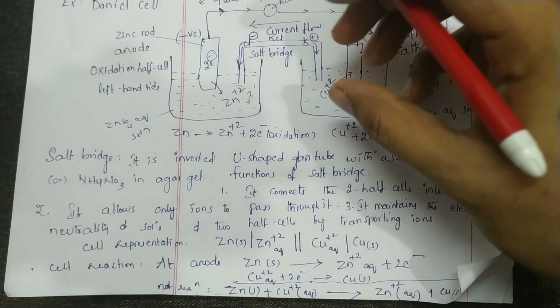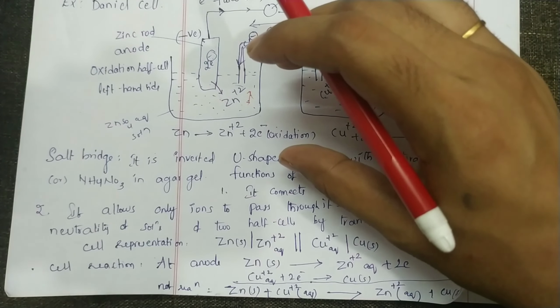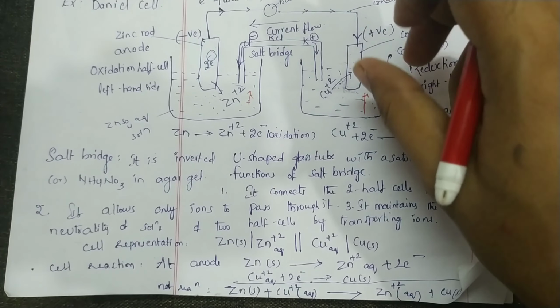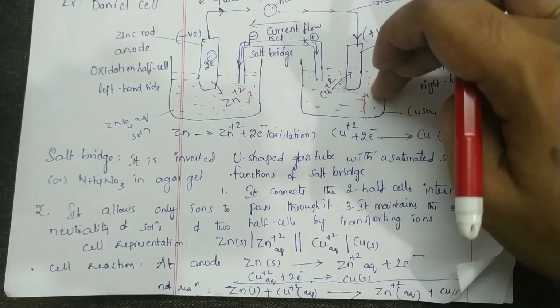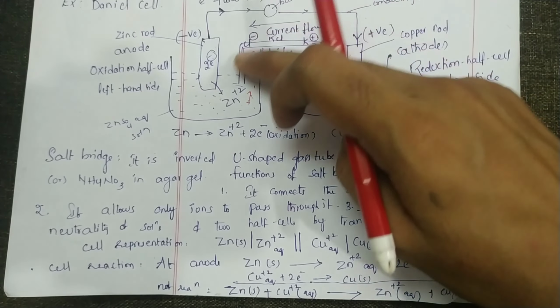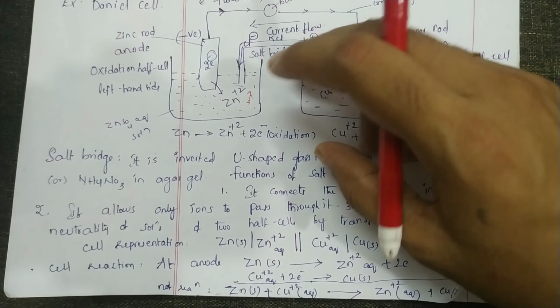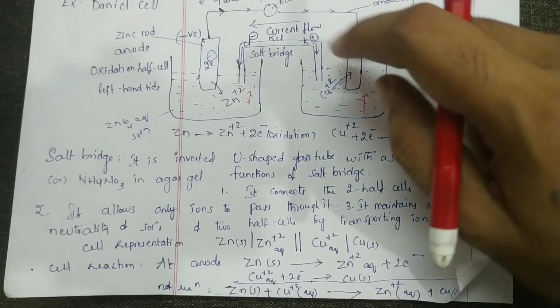Coming to the functions of the salt bridge, it maintains the electrical neutrality of the solutions of the 2 half cells by transporting ions. It connects the 2 half cells internally.